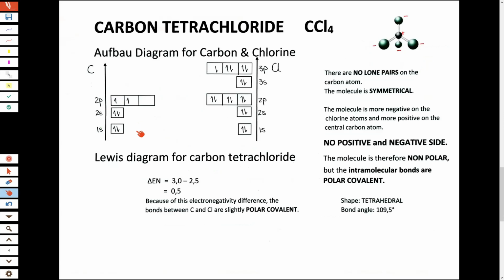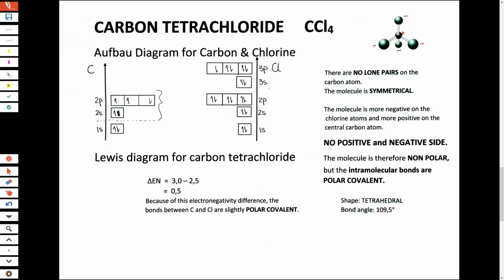The Aufbau diagram for the carbon atom: it is in group 4, so it has 4 valence electrons. Each carbon atom has 4 valence electrons. This electron can be on its own. It would prefer to be on its own, so we'll move it to the empty orbital.